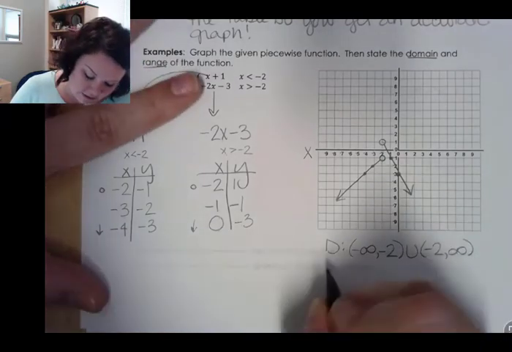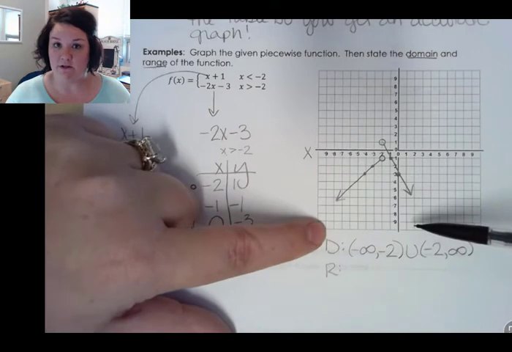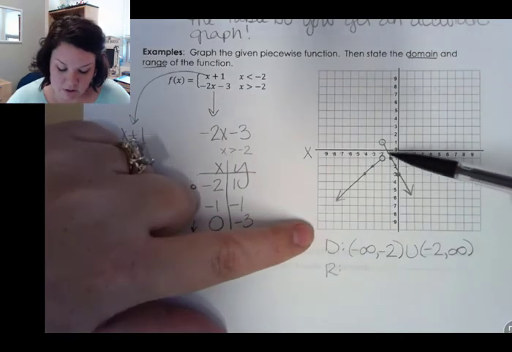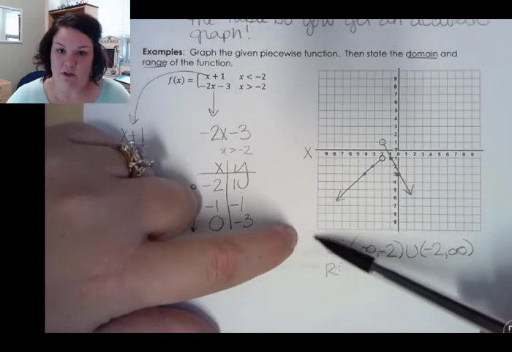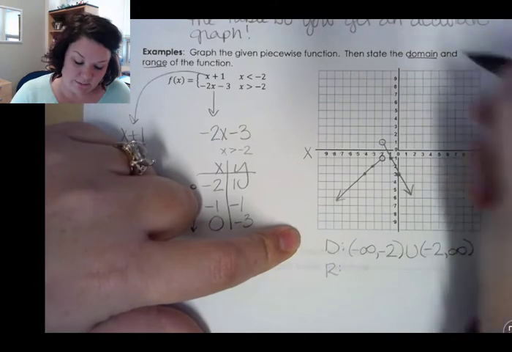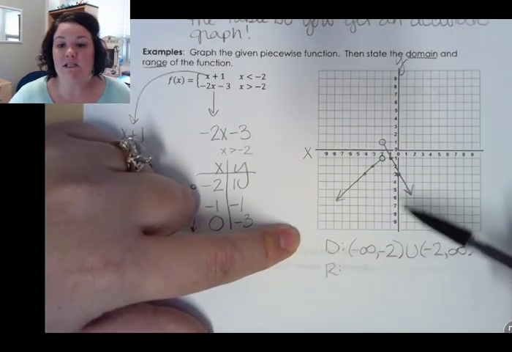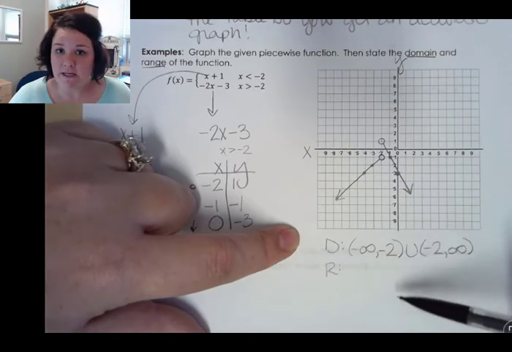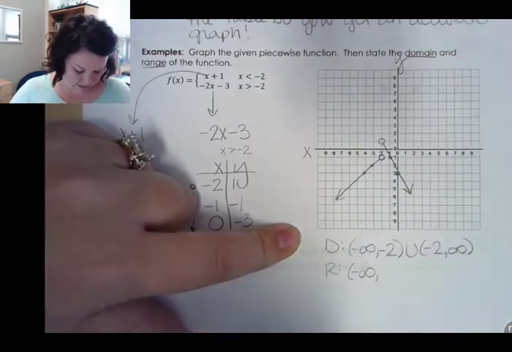Okay, now let's look at our range. Our range is our lowest y value. So if I look at how low this picture is going to go, well, this picture is going to keep going lower and lower, right? And this picture is going to keep going lower and lower. So when I'm thinking about my y values, if it keeps going lower and lower, it's going to span all the way down through all the negative y values. So it's going to go all the way down to -infinity.